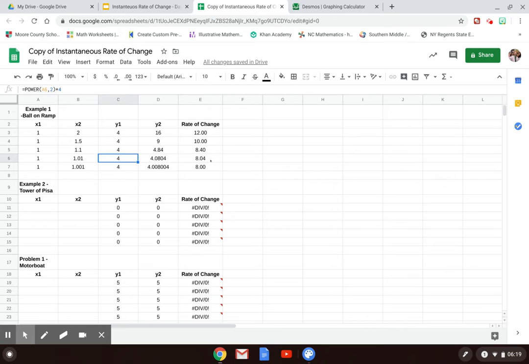Now notice what's happening to your rates of change. We go from 12 to 11 to 8.4 to 8.04 to 8.00. So what you notice here is that my point is starting to settle down on a value of 8, or 8.0. So that is what my instantaneous rate of change is going to be.